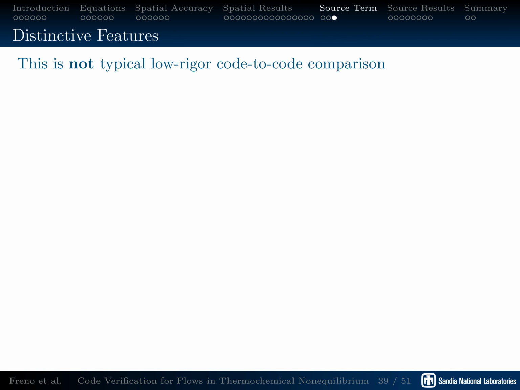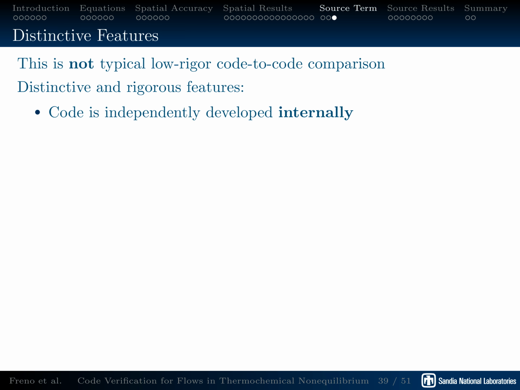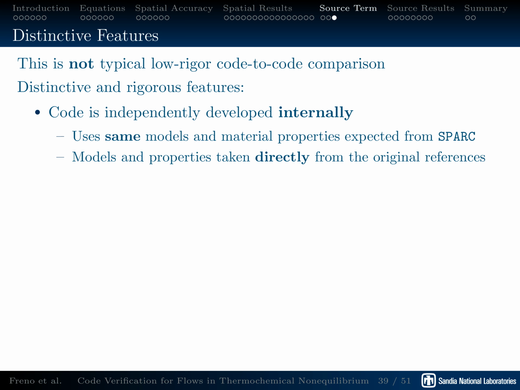At first, it may be instinctive to dismiss this as a typical code-to-code comparison, which usually lacks rigor. However, this approach has several distinctive and rigorous features. First of all, the independent code is developed internally. It uses the same models and material properties expected from SPARC. The models and properties are taken directly from the original references. On the other hand, with external software, assessing the implementation is non-trivial.